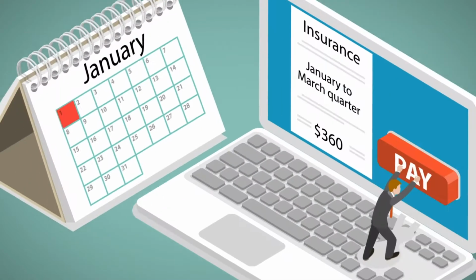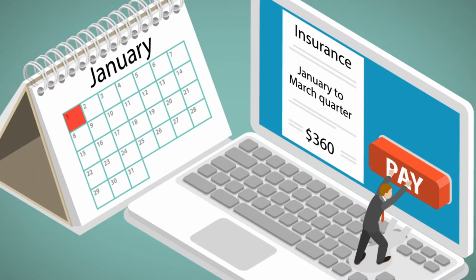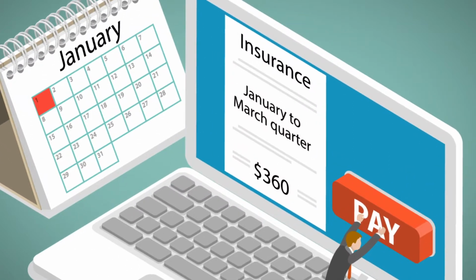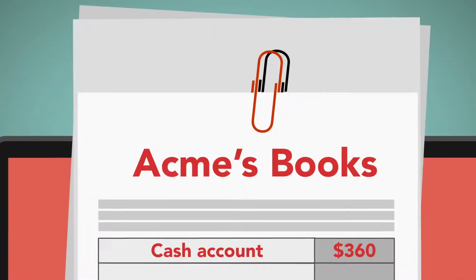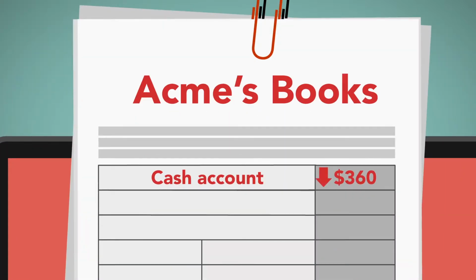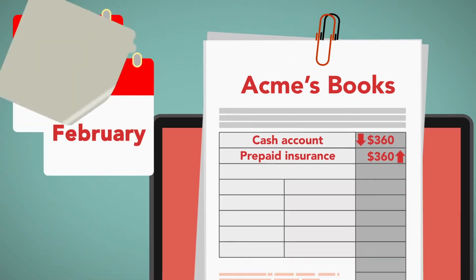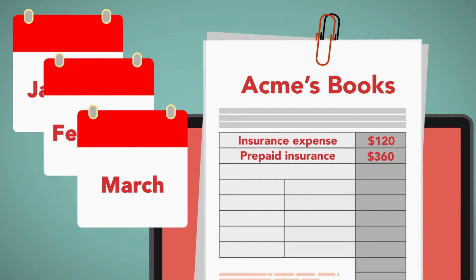For example, Acme Corporation prepays Carson Property and Casualty Insurance Company its insurance bill on January 1st for the January to March quarter in the amount of $360. It reduces its cash account by $360 and increases its prepaid insurance account by the same amount. At the end of each of the months of January, February, and March, Acme records an insurance expense of $120 and simultaneously reduces its prepaid insurance account by the same $120.